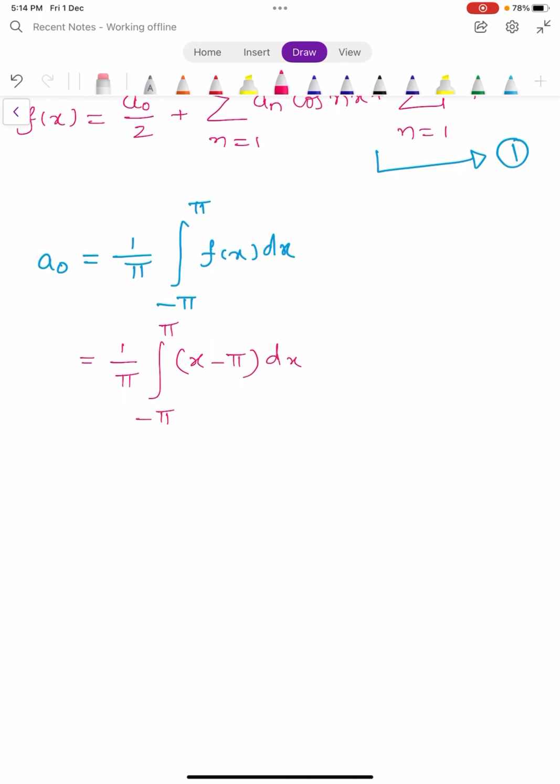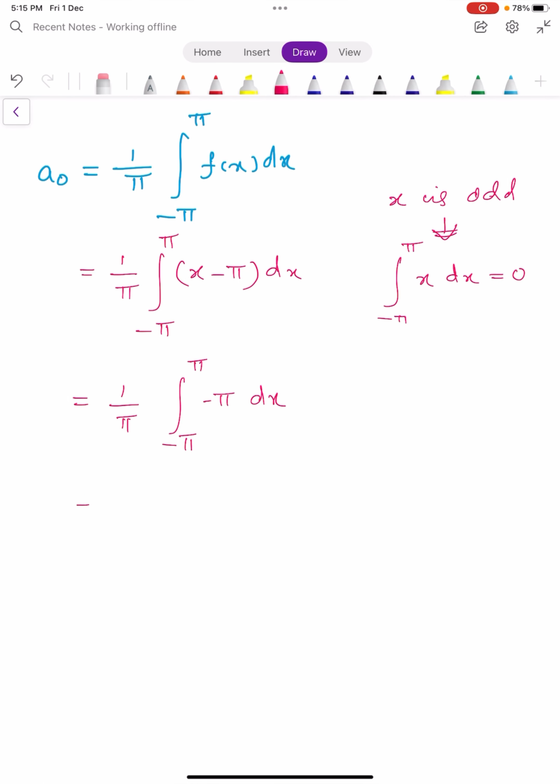Here, x is an odd function. If x is an odd function, the integral from minus pi to pi of x dx becomes 0. So what you get is only 1 by pi times the integral from minus pi to pi of minus pi dx. These pi's get cancelled, so it equals minus the integral from minus pi to pi of dx.